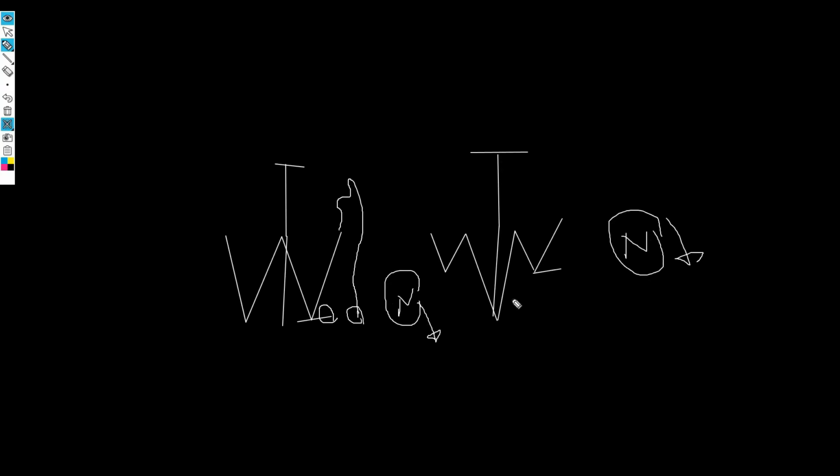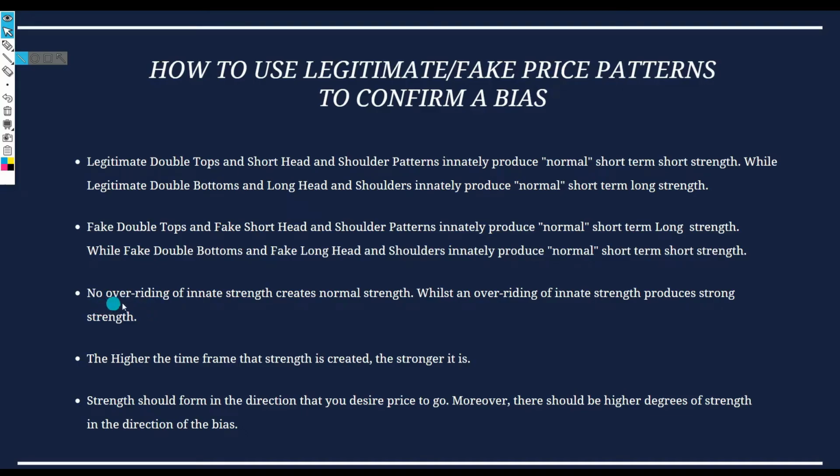All right, so now let's see how we could get strong short-term strength through price patterns. Okay, so no overriding of innate strength creates normal strength. And that's what we just covered up here. Whilst an overriding of innate strength produces strong strength. Okay, so if we had a legitimate double top, which innately produces normal short strength.